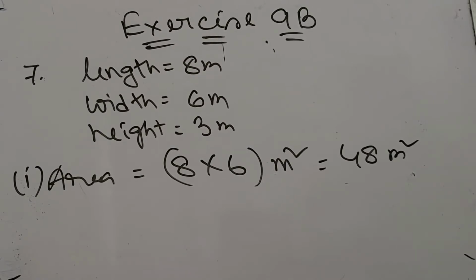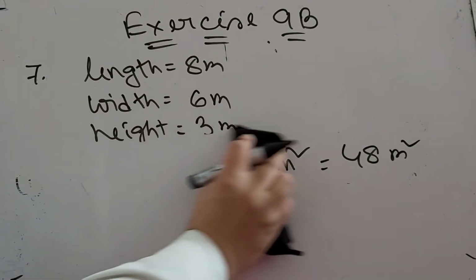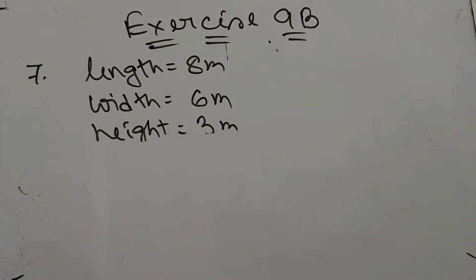6 times 8 is 48. So 48 square meter will be the answer of number 1. Now number 2. Number 2 says the perimeter. So we have to find out the perimeter.